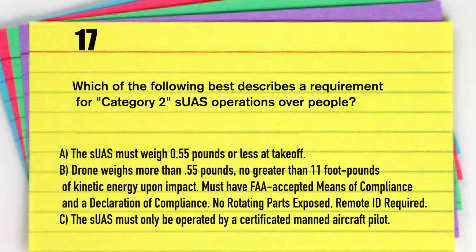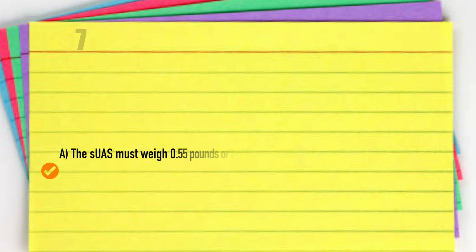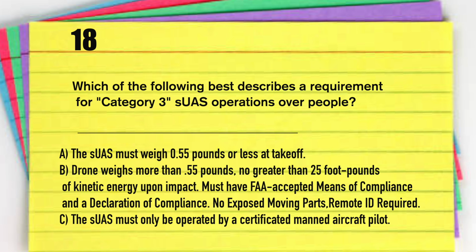Category 2 is specific about no greater than 11 foot-pounds of kinetic energy on impact. 11 foot-pounds is what Category 2 refers to. You must have an FAA-accepted means of compliance and a declaration of compliance, and remote ID is required. You already know the answer to this one. Answer B. The next flashcard is pertaining to the next category.